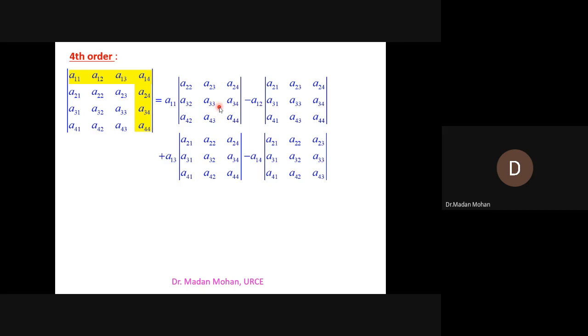Okay. In fifth order, how many then? If you expand like this, how many terms are there in fifth order? 120. Very good. Suppose the order is n. In nth order, how many terms are there? N factorial. Very good.